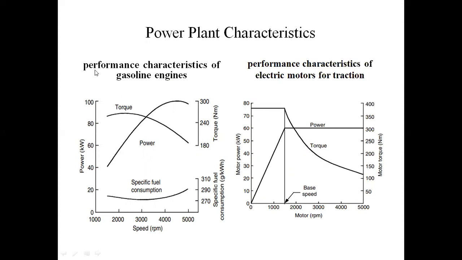Here I have two figures. The first figure is the performance characteristics of a gasoline engine, which is the conventional vehicle. The second is the performance characteristics of electrical motors for traction, which is an electrical vehicle.